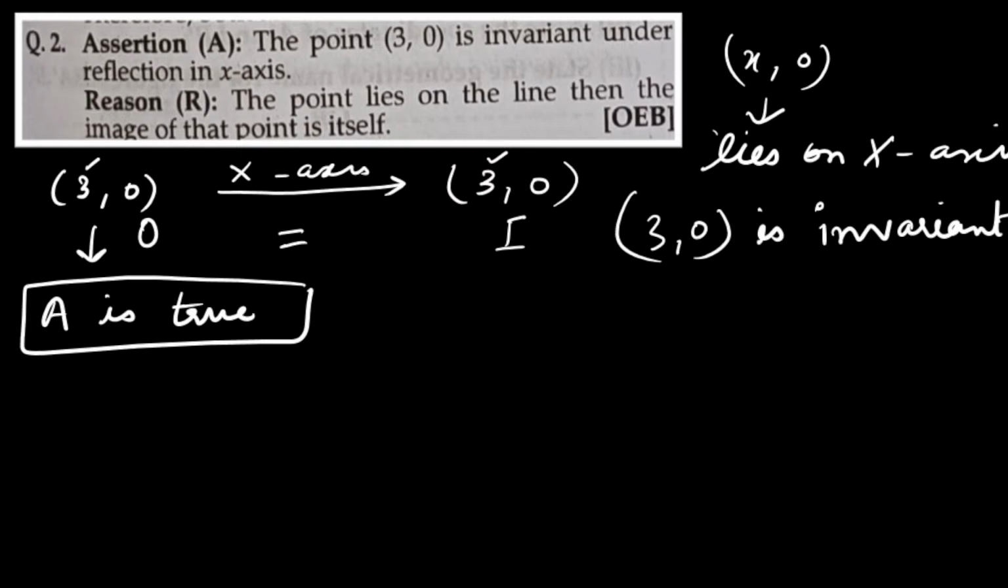Now let's see the reason. The point lies on the line, then the image of that point is itself. So is it true? Is R true or false? So R says that if the point lies on the line, then the image of that point is the point itself. Is it true?